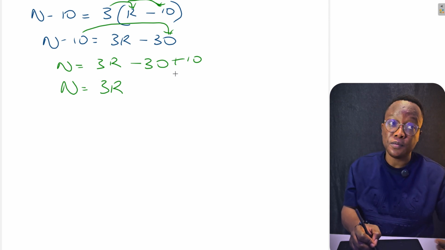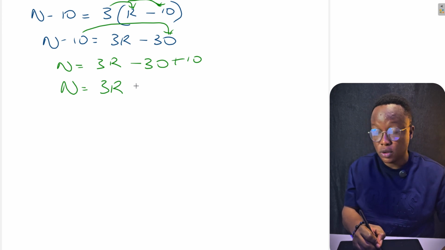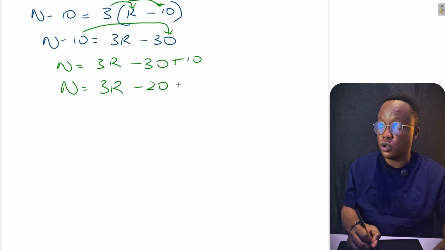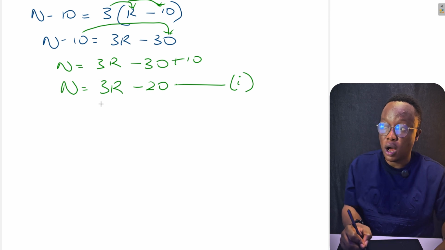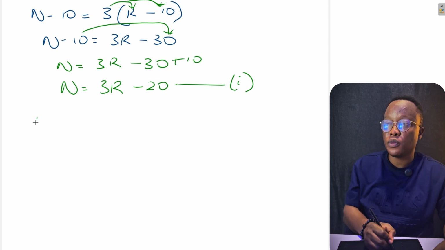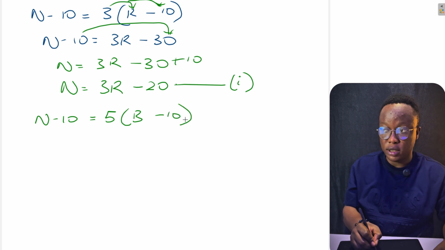That's like saying you owe me $30 and you've come to pay $10 out of the whole lot. So you still owe me $20, yes? So that will be 3R minus 20. And that's from equation 1. We call this equation I. Let's use the Roman numerals now. Equation I.